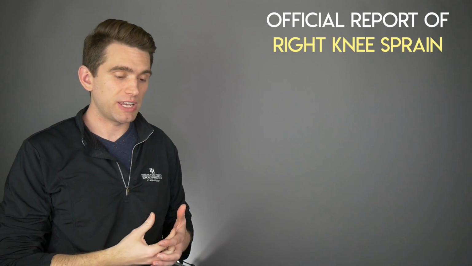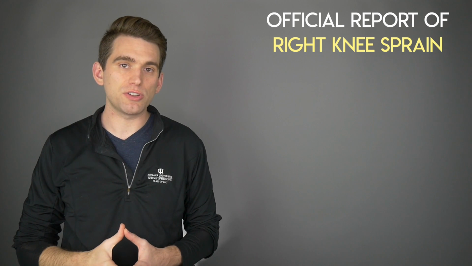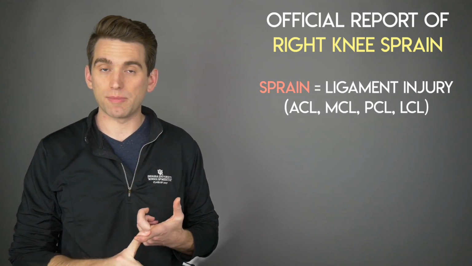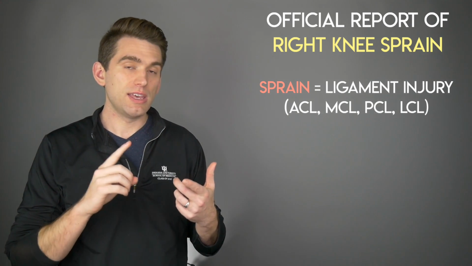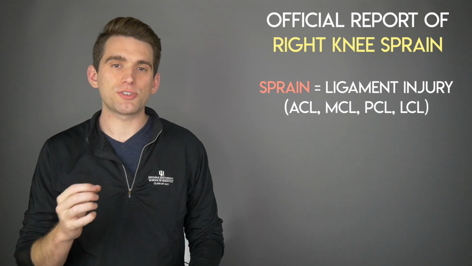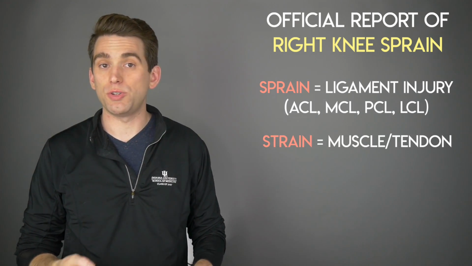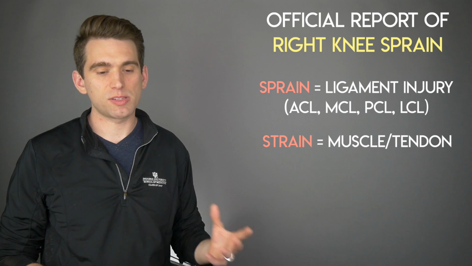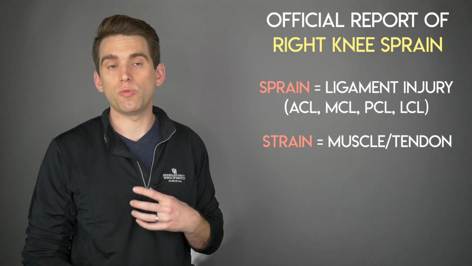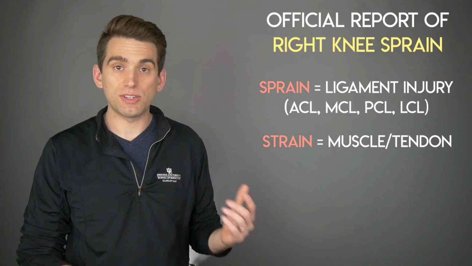So far, the word is Irving has a knee sprain. Now remember, sprains are used to describe injuries to ligaments like the ACL, PCL, MCL, or LCL, and a strain is used to describe an injury to a muscle. So the Nets are telling us that they suspect that Irving has some sort of injury to one of the ligaments in the knee, severity to be determined.